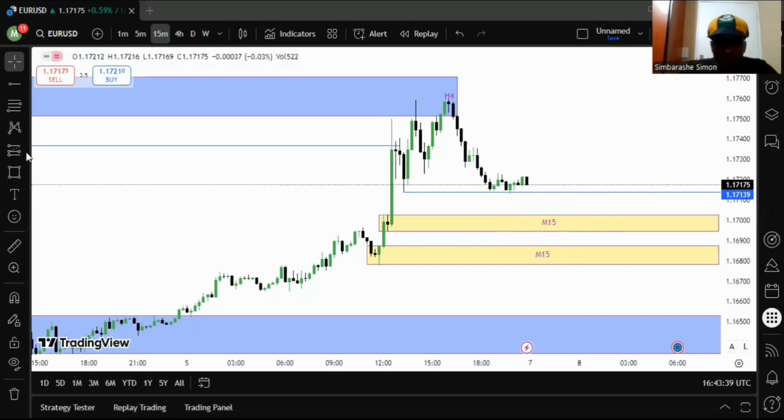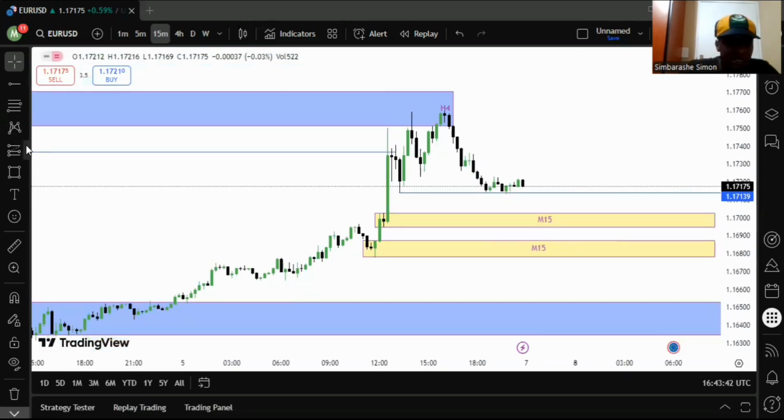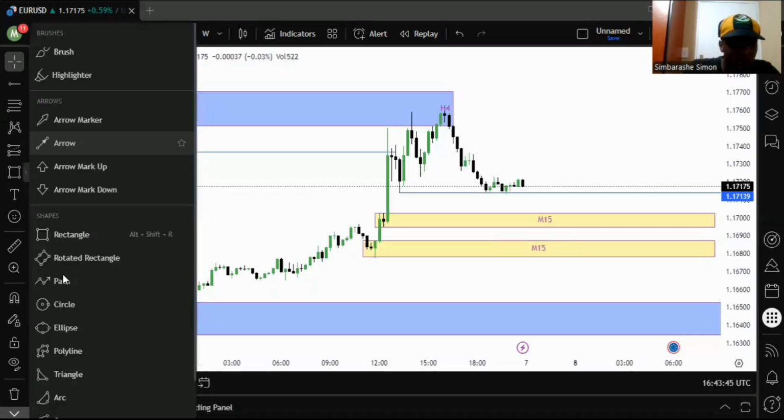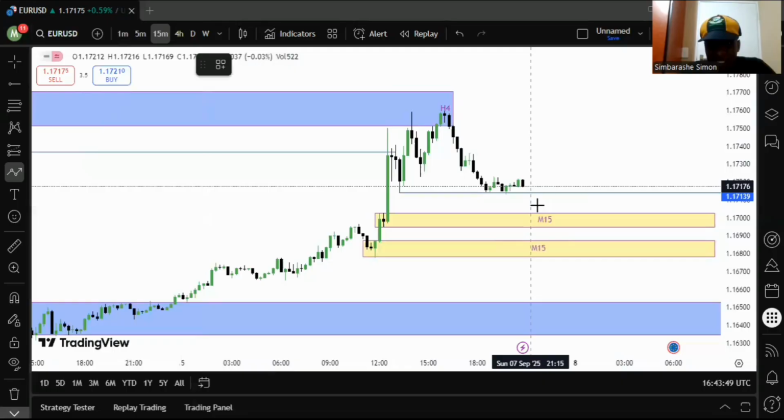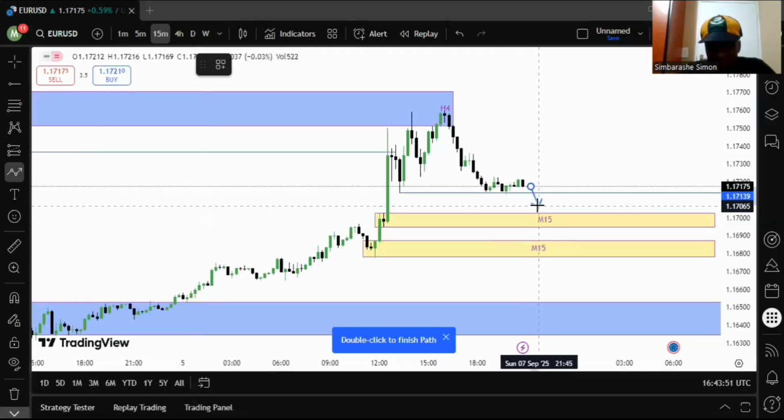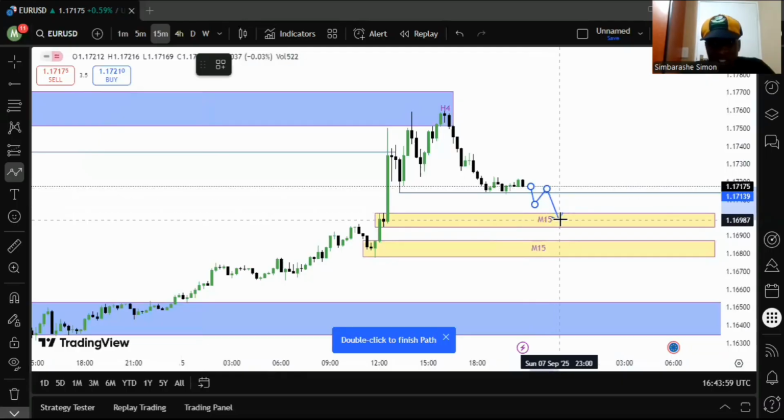Yeah, we're waiting for price to make something like this here. Simple. Let me just draw a path to do something like this. If the market can take out this last point here and give me a small reaction, then boom, I will start to sell.